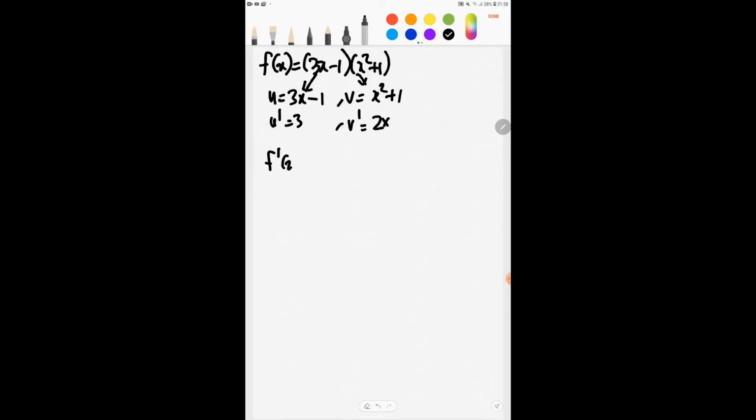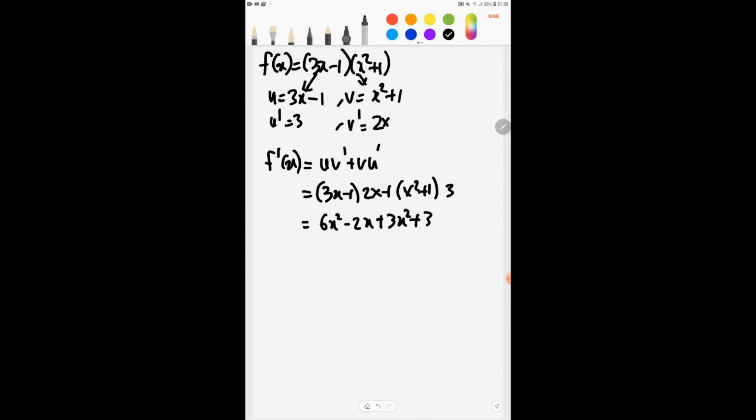Then we find f prime of x. We use the formula for the product rule, u v prime plus v u prime. Every time we need to write this formula. After that we substitute u, v, u prime and v prime: 3x minus 1 times 2x, plus x squared plus 1 multiplied by 3. Then we expand it and get 6x squared minus 2x plus 3x squared plus 3. Therefore we get 9x squared minus 2x plus 3. So that is f prime of x for this function.